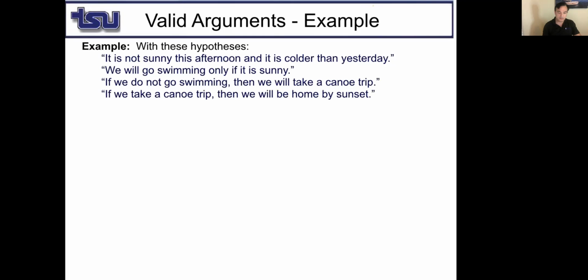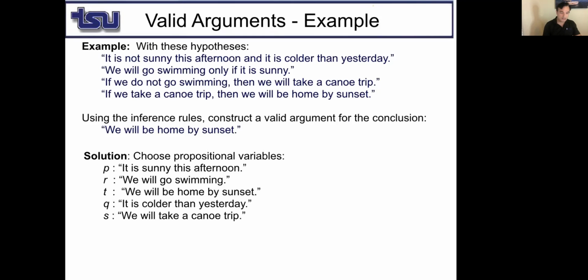Here is another example, okay? So we have those hypotheses. It is not sunny this afternoon, and it is colder than yesterday. We will go swimming only if it is sunny. These are the premises that are given to us. If we don't go swimming, then we will take a canoe trip. If we take a canoe trip, then we will be home by sunset, okay? So here are some propositions that I say. It is sunny this afternoon. We will go swimming. We will be home by sunset. It is colder than yesterday. We will take a canoe trip.